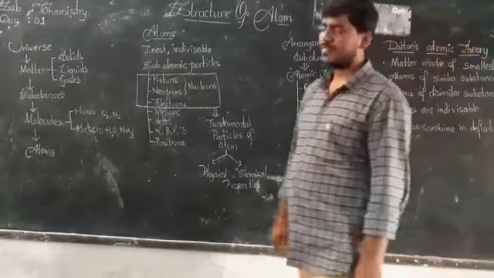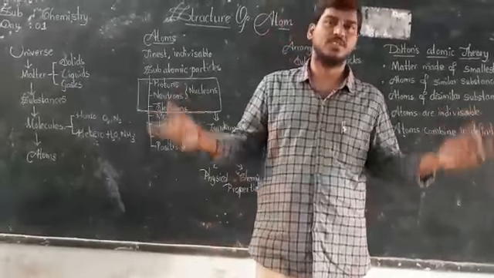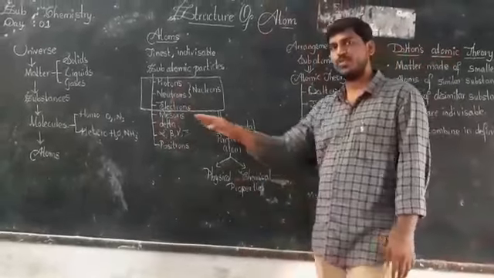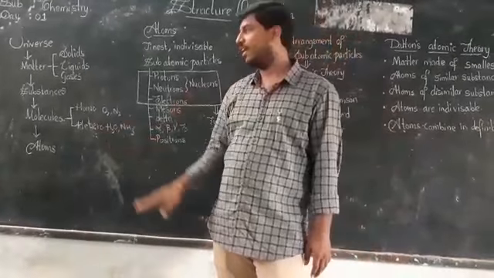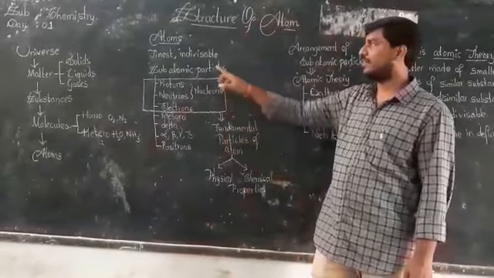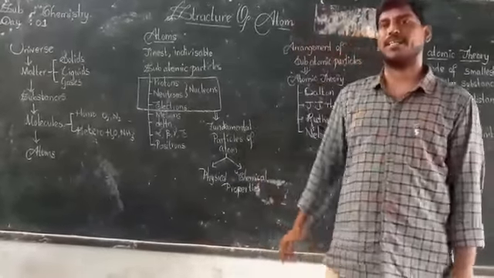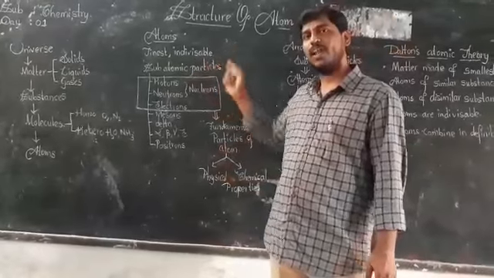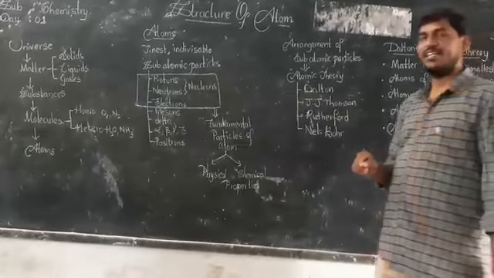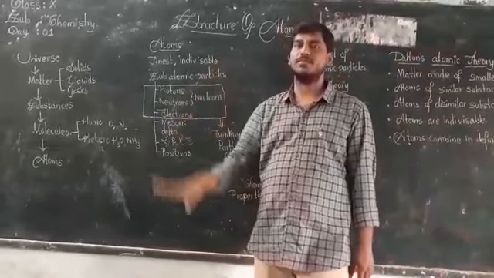So how can we define an atom? Can we see an atom? No, it is impossible to see with the naked eye. Only with the help of an electron microscope are we able to see an atom. So an atom is the tiniest, finest, smallest particle, and it is an indivisible and invisible particle.